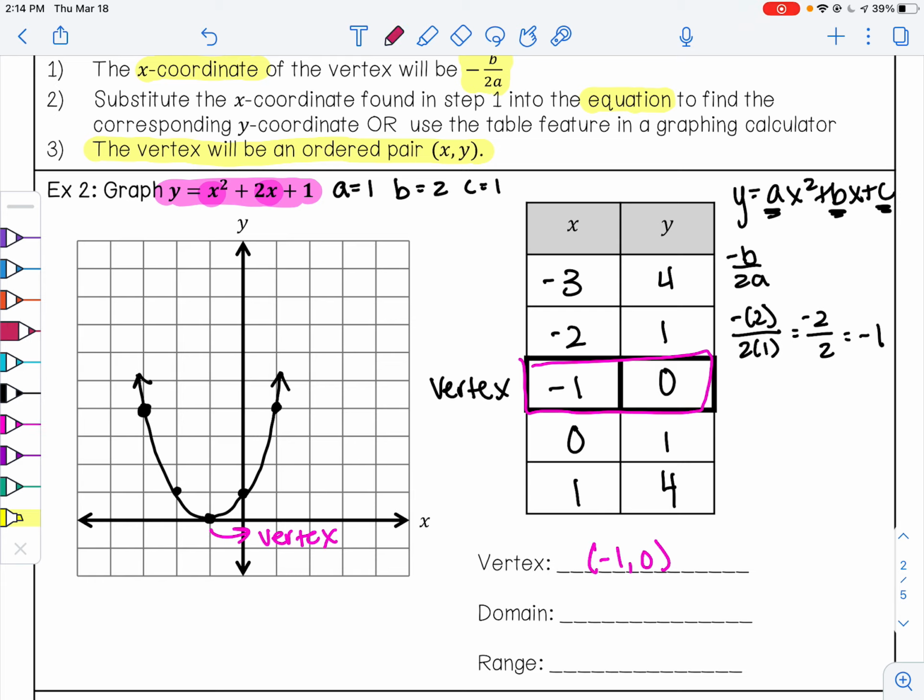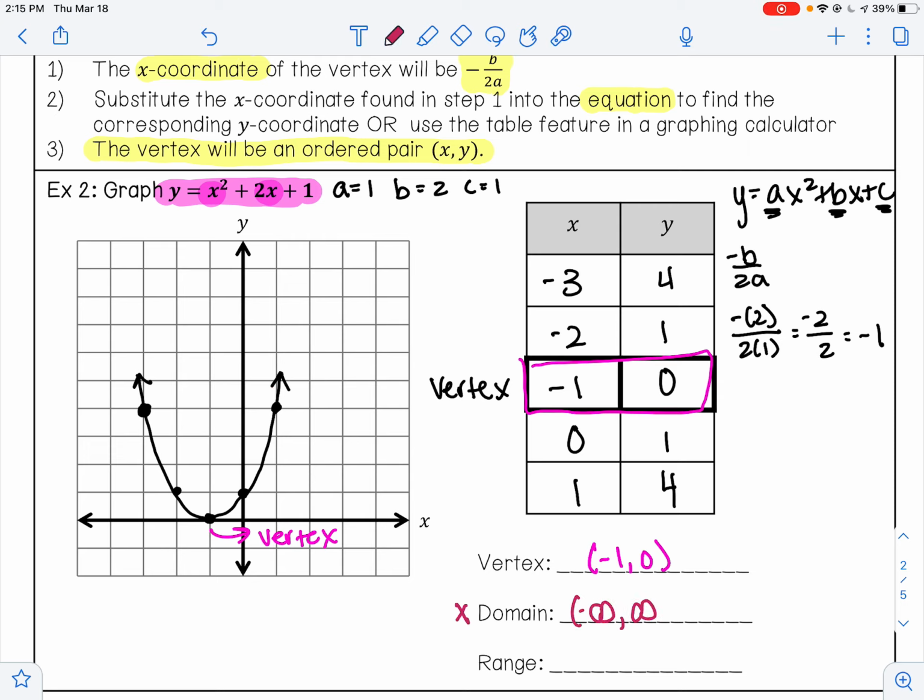Our domain are our x values from left to right. My graph is going to the left forever, so that's going to -infinity. My graph is going to the right forever, so that's going to +infinity. So my domain is from -infinity to +infinity, which is the same thing as all real numbers.